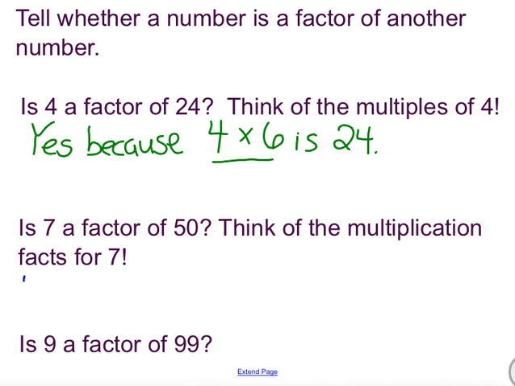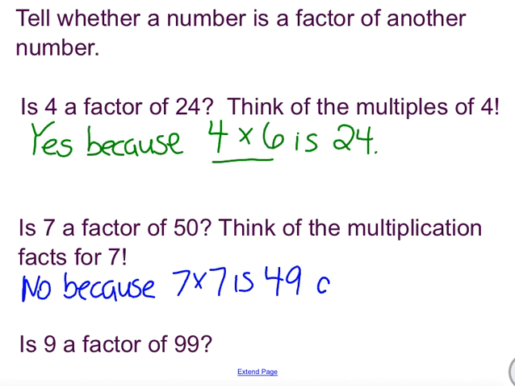So in this case, 7 is not a factor of 50. So we could say no, because, and I need mathematical evidence, right? So no, because 7 times 7 is 49, and 7 times 8 is 56. We can use our multiplication facts to help us prove why it isn't. I also could say no, because 50 is not a multiple of 7. I could also say that.